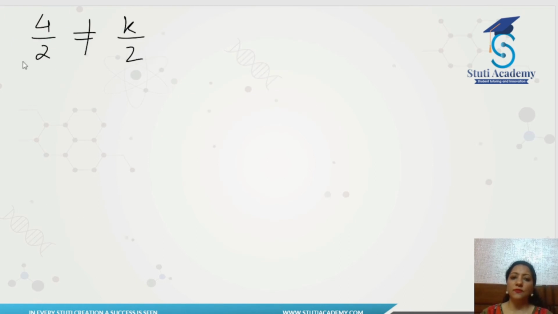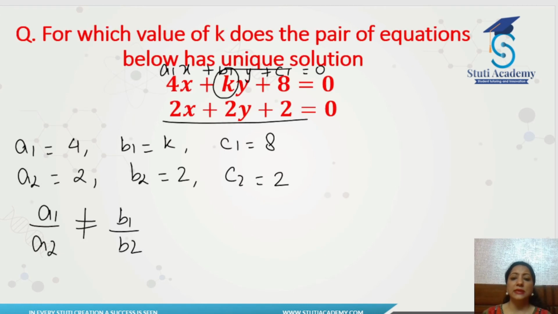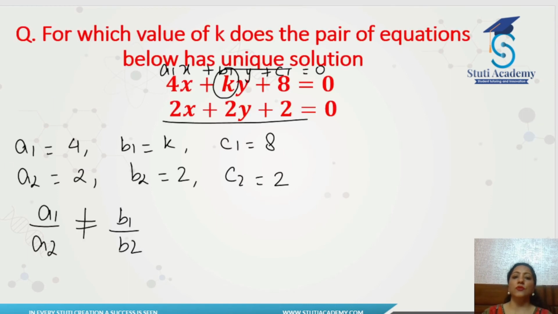So now we are going to simplify this. We'll cancel out this 2 and we'll get k not equal to 4. That means k can take any value except 4. K not equal to 4 means k can be any value except 4 for this set of equations to have a unique solution. So you can write here, k can take any value except 4. K not equal to 4 is the condition for this set of equations to have a unique solution.